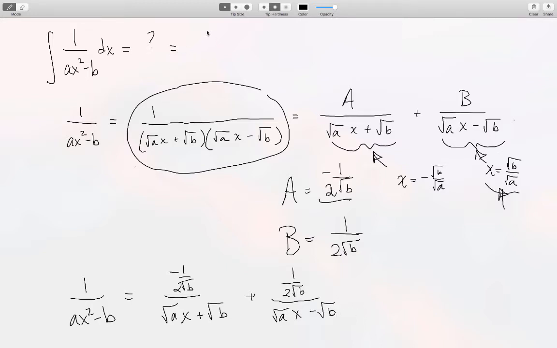So we go back up here and say integral of negative 1 over 2 square root of b, everything divided by square root of a x plus square root b, plus this term, 1 over 2 square root b, everything divided by square root a x minus square root b. And the variable of integration right now is x.